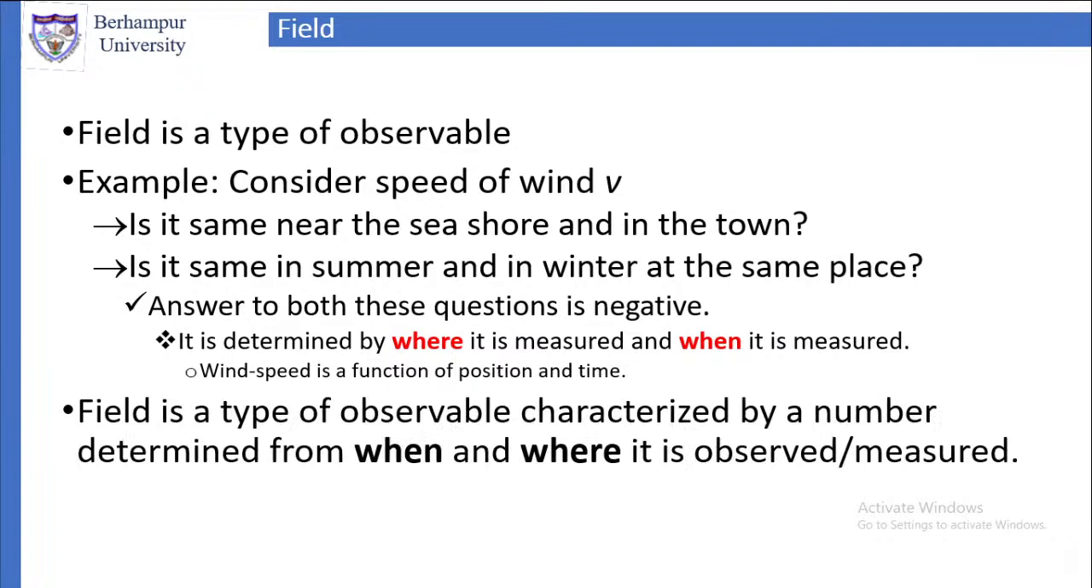Therefore, we define the field as a type of observable. It is a type of observable which is characterized by a number determined from when and where it is observed or measured. This is how you define a field. The number is determined from when you have measured the observable and where you have measured the observable. These two things, when and where you are measuring it, determine the number, and the number characterizes the field. So this is the basic definition of a field.